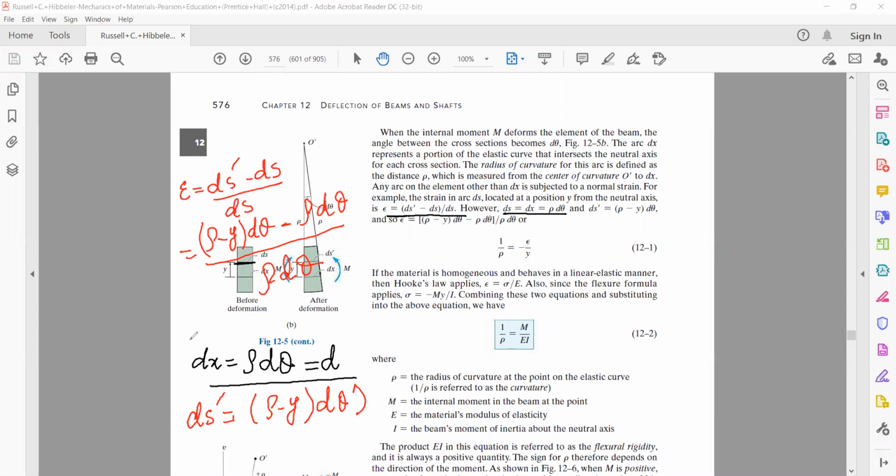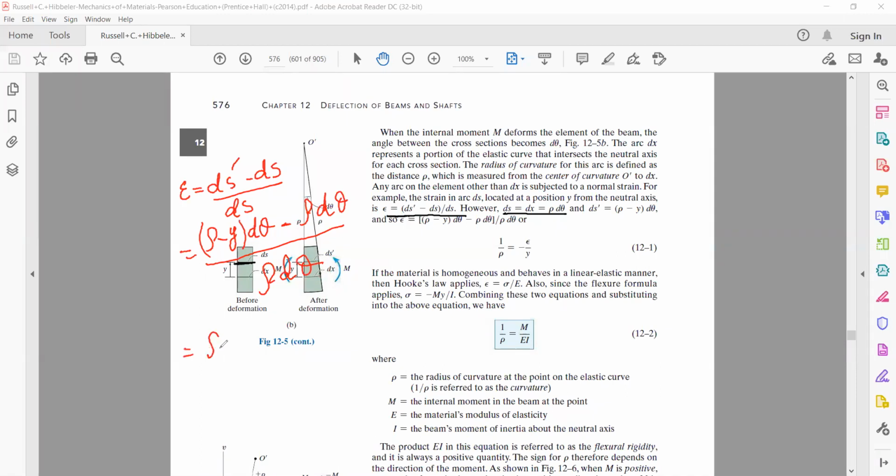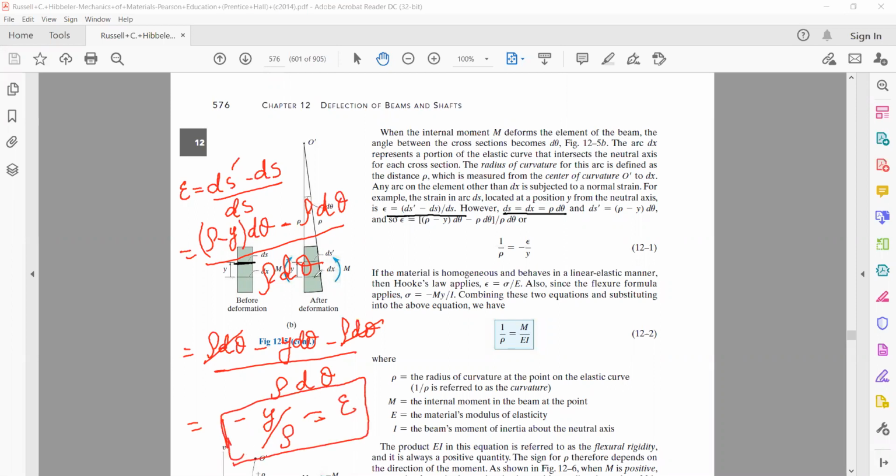So let me clean this up. What will the expression be? The expression will be rho d theta minus y d theta minus rho d theta, divided by rho times d theta. So rho d theta will cancel, and it will be minus y by rho, that's equal to the strain. So the strain that is produced in this is also written here.